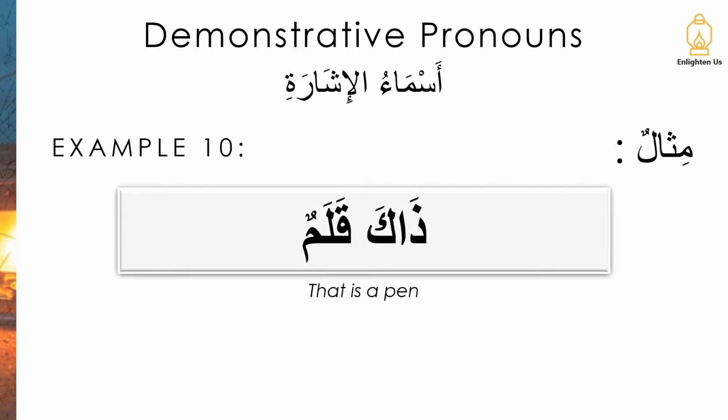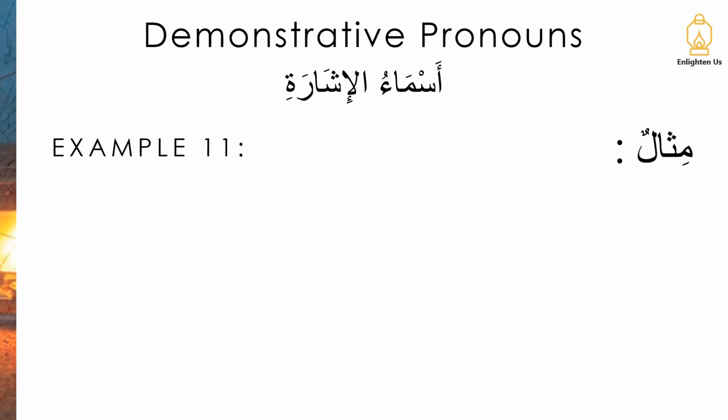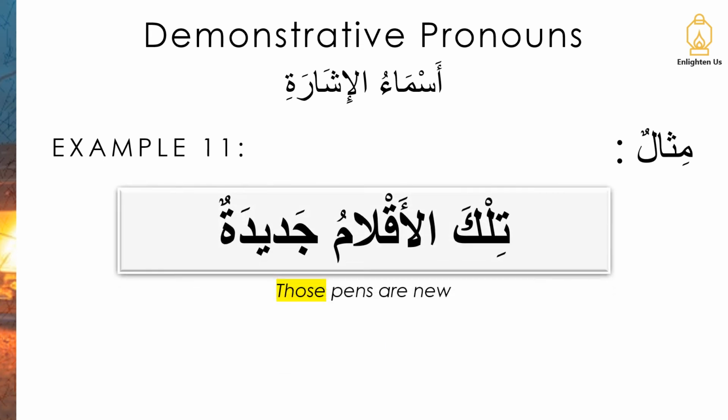ذاك قلم, that is a pen. Again, we have a match. This is where things get interesting. So we have the sentence here, تلك الأقلام جديدة. If you notice here in the English translation, those pens are new, those. So we're using the plural demonstrative pronoun in English, but in Arabic we're using tilka.